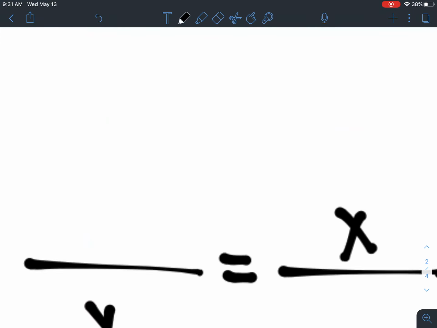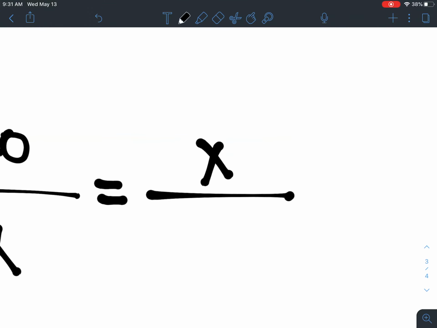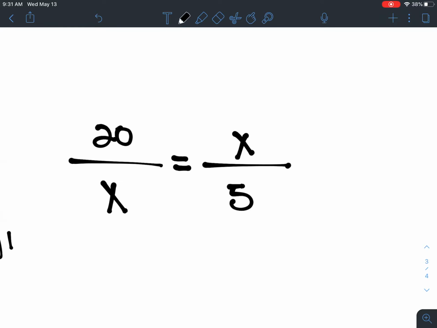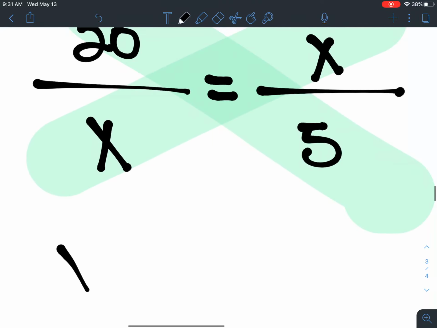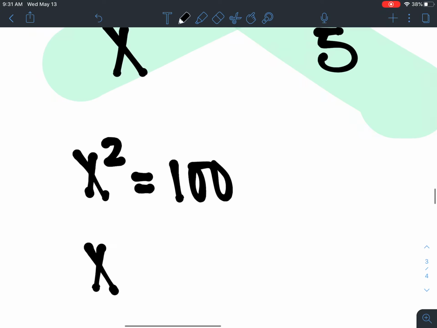So segment 1 we labeled as 20. Segment 2 we labeled as 5. And now we cross multiply. So we do x times x, which is x squared, equals 20 times 5, which is 100. You square root that, you get x is equal to 10. And that's my final answer.